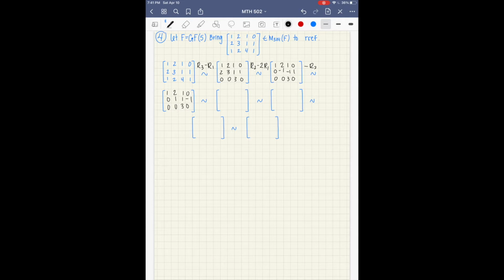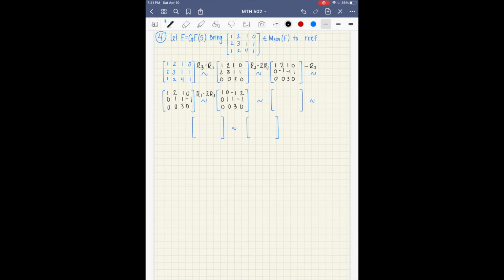Now we just have to eliminate the first row, column 2. So we're going to take R1 and subtract 2 times R2. And now our first row becomes 1, 0, negative 1, 2. And the remaining rows stay the same. So now we have our second pivot point.